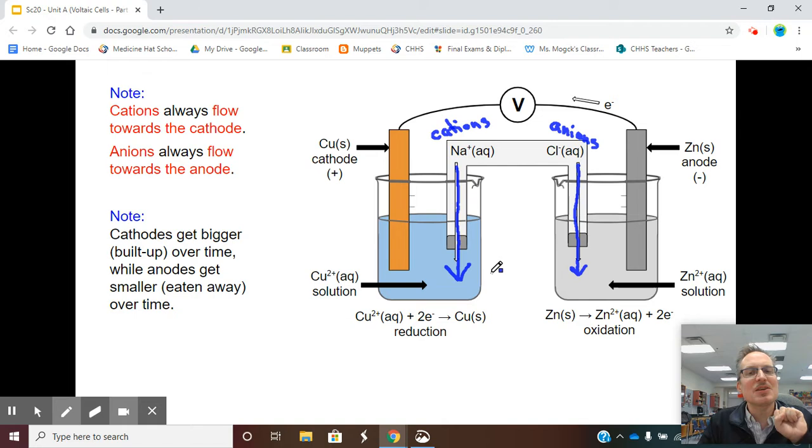Now, I said there's 5 goofy rules, and that is because when these ions flow towards the cathode, if we were to wait and watch over time, we would notice this electrode, this cathode, would actually start to get bigger. If you look at the half reaction, the Cu2 positive ions floating around in here are going to come out of solution. Notice they go from Cu2 positive ions into solid Cu. They come out of solution and make this electrode bigger.